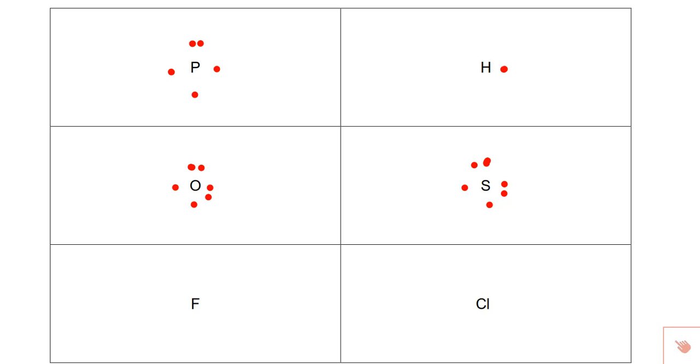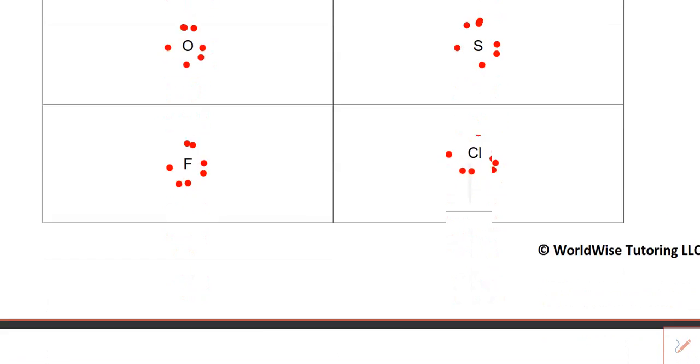Fluorine is in group 7, so it has 7 valence electrons. Go ahead and draw the 7, and you're going to have to pair up. Chlorine is in the same group as fluorine, so it makes sense that its Lewis dot structure should look the same as fluorine. Not too bad when it comes to doing single atoms.